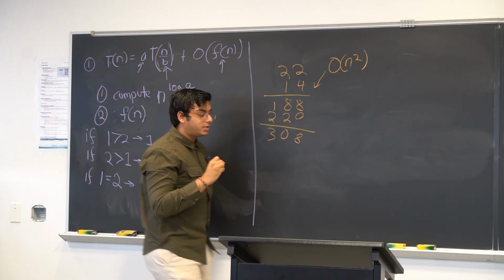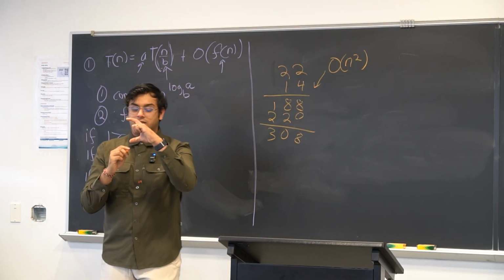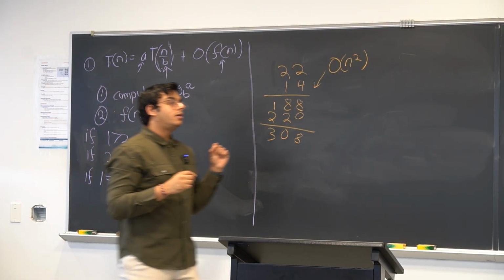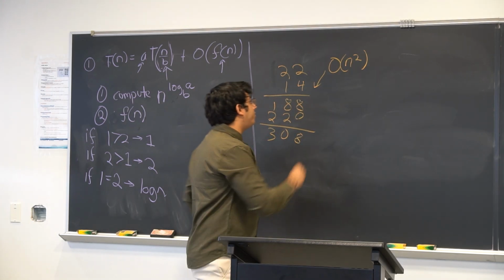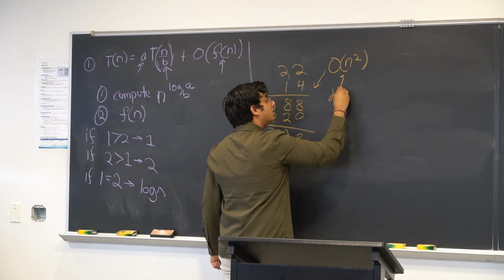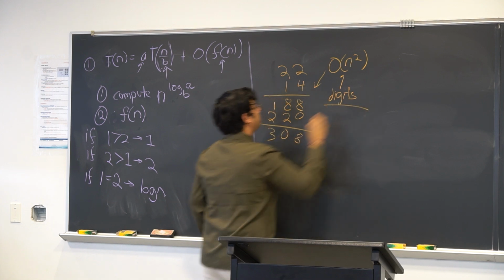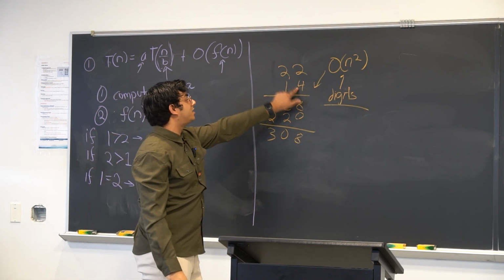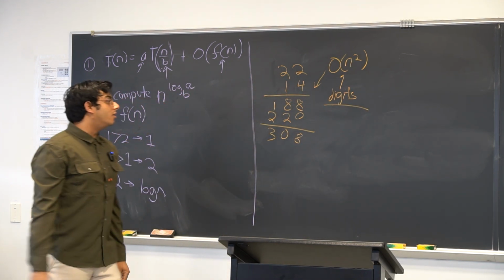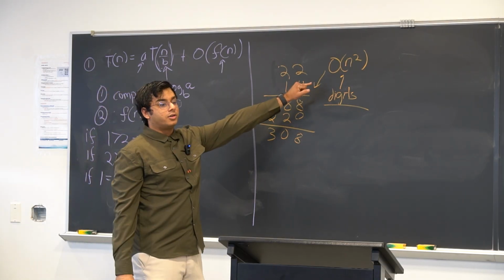digits and operations that are like single-digit additions. N is not the amount of numbers. N refers to the digits. So I did this times this, this times this, this times this, this times this. So n refers to the number of digits. This took order n squared time.